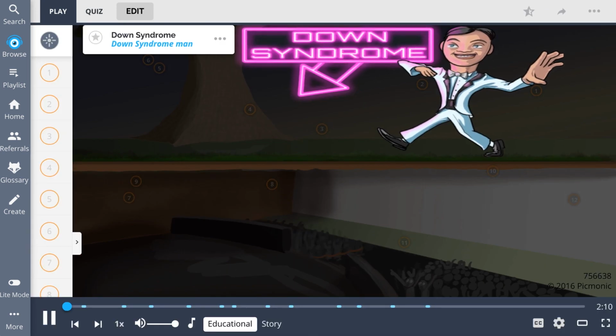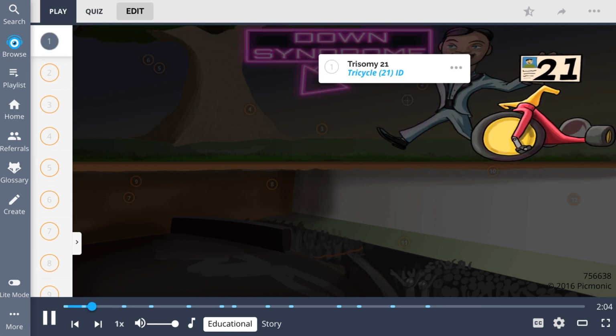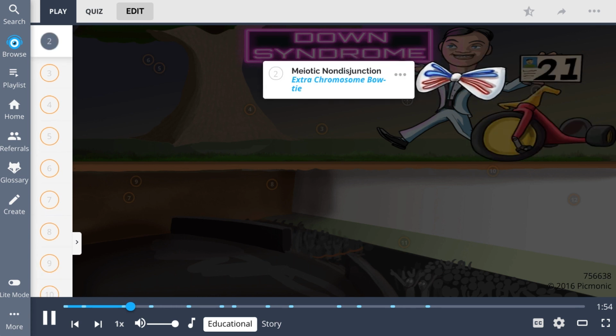Down syndrome is a genetic disorder described in this Picmonic by the Down syndrome man. Down syndrome, also known as trisomy 21, represented by the tricycle 21 ID, is caused by the presence of all or part of a third copy of chromosome 21. This replication error is most commonly caused by meiotic non-disjunction, illustrated by the extra chromosome bow tie.